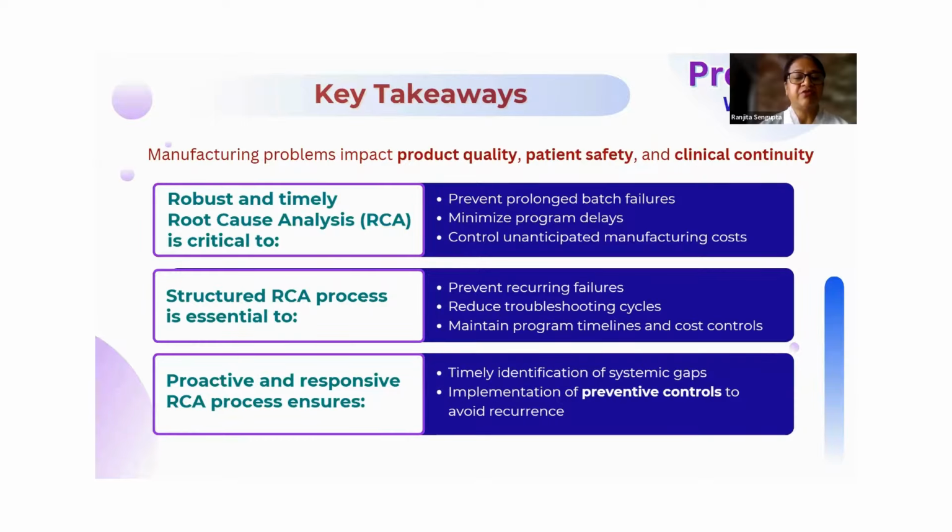So the key takeaways from here is that manufacturing problems can impact product quality, clinical continuity, and most importantly, patient safety. So for that, a robust and timely root cause analysis is needed, as well as a structured RCA process, and then also to be proactive. A responsive RCA process ensures timely identification of the gap and implementation of preventive controls to avoid recurrence.